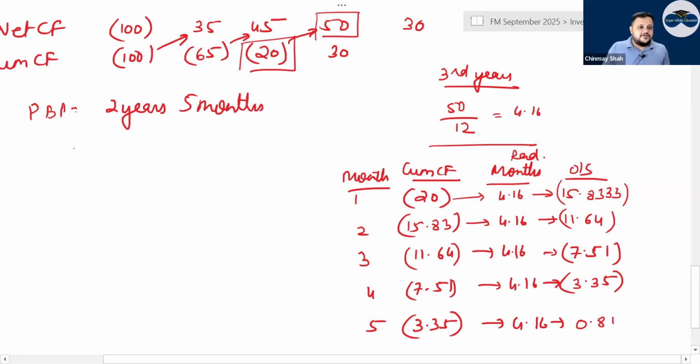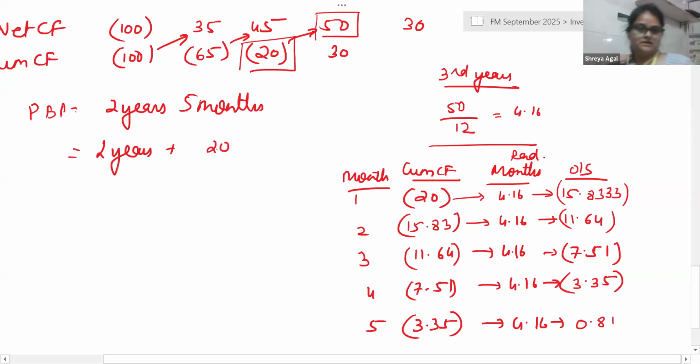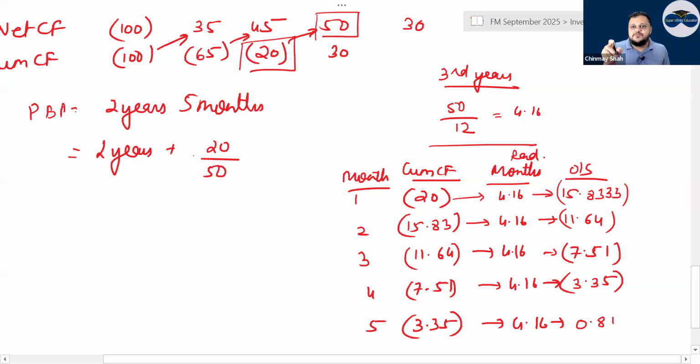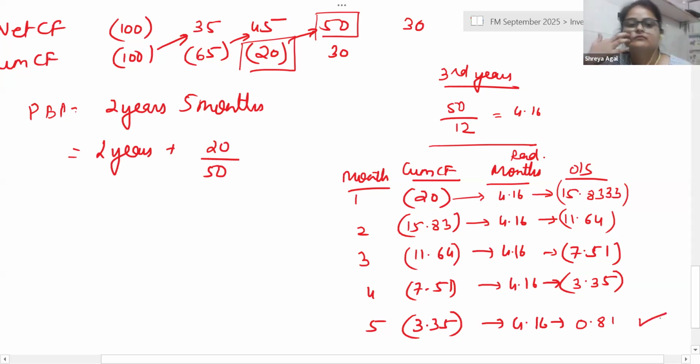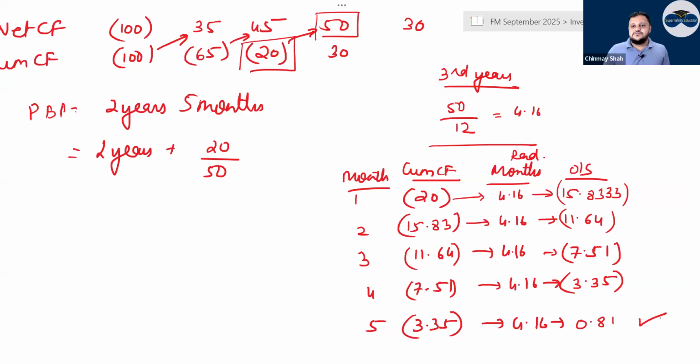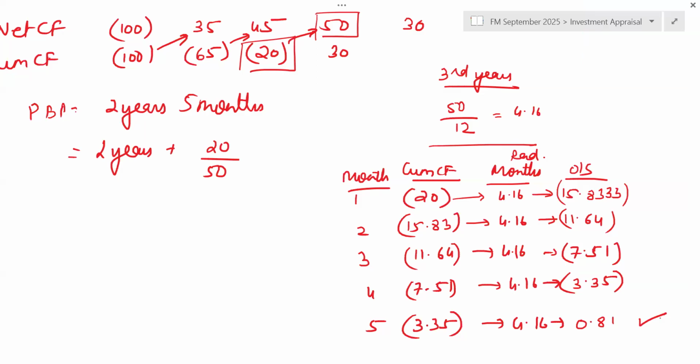And by the basic calculation, how did you find it? Basic calculation was what? 2 years plus 4.8 months. 20 by 4.16 is 4.8 months. So can you write 4.8? No, 5 months. Sir, even if it was 4.1 months, what would you have written? 5 or 4 months? 5 months. Depending on this repayment. Who had doubts? Are you okay now? Yes, sir. Right? Any problem?